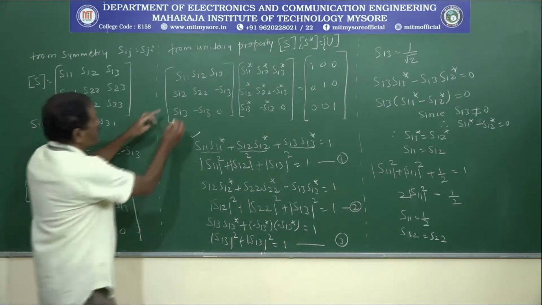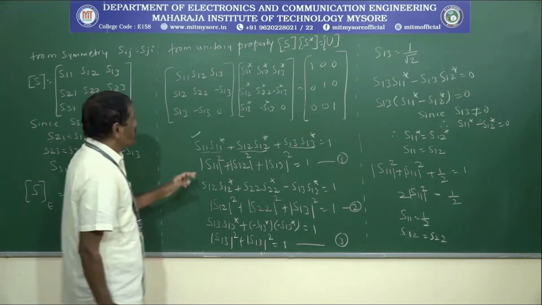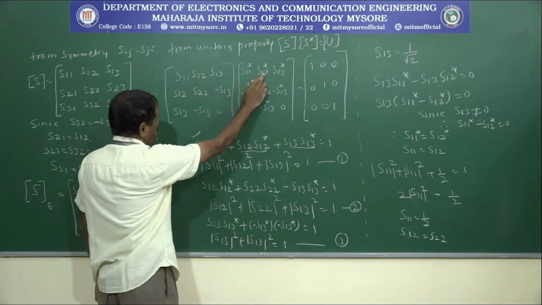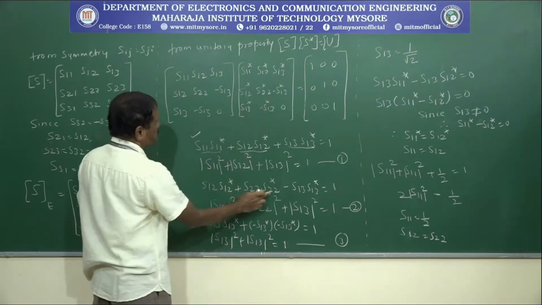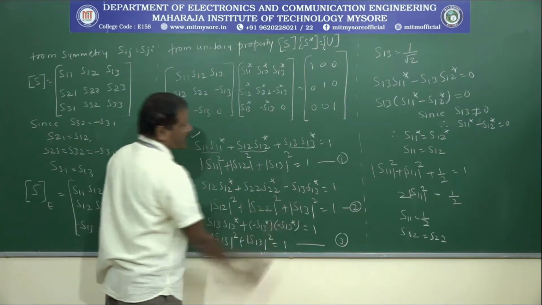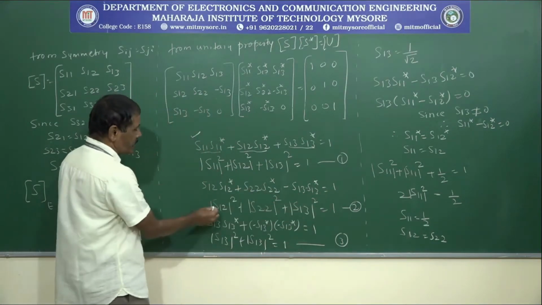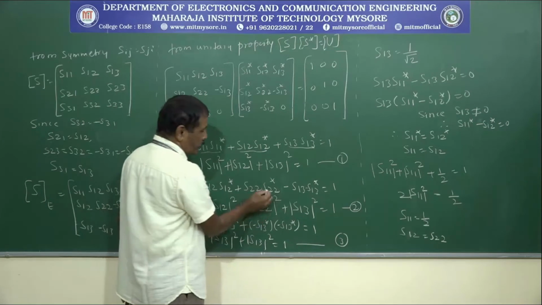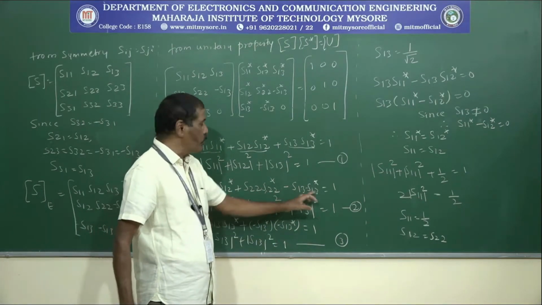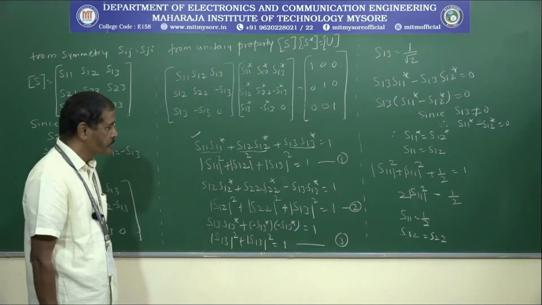Next is the second row multiplied by the second column. When the second row is multiplied by the second column, I am going to get S12 into S12 star, S22 into S22 star, and minus S13 into minus S13 star. So this value is equal to 1. Now this one I can write as S12 square plus S22 square plus S13 square, because here minus and minus is going to be plus, so here I am going to get the plus sign.